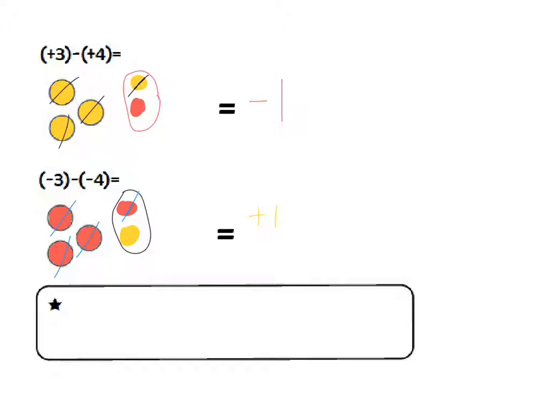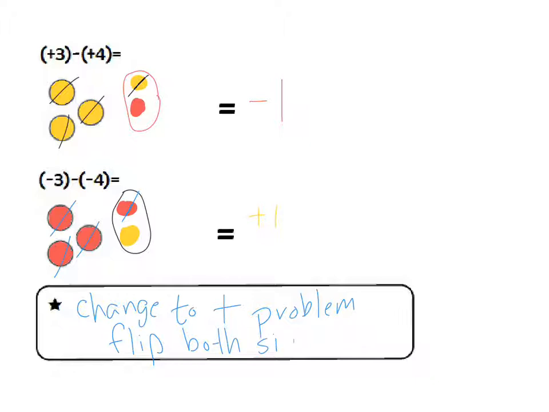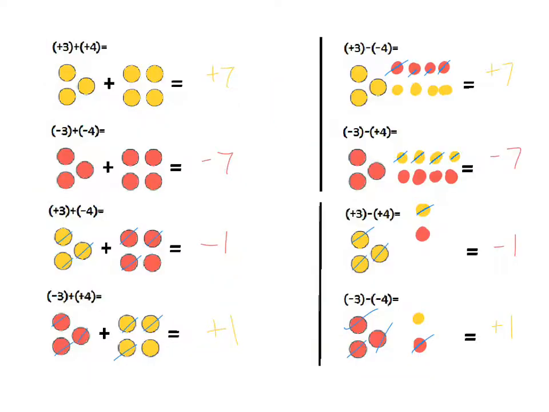So here's our rule. We are going to change them to an add problem. And the way that we do this is to flip both signs. So hopefully you noticed already that all of the add problems match up with the subtraction problems on the other side. And there's a reason for it.